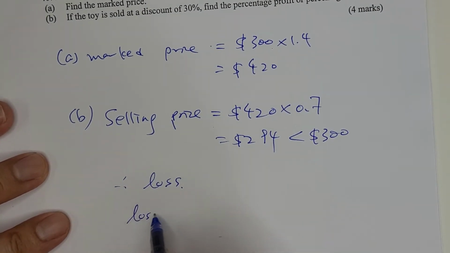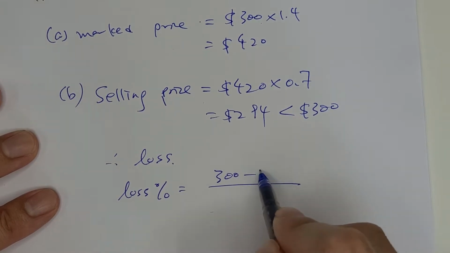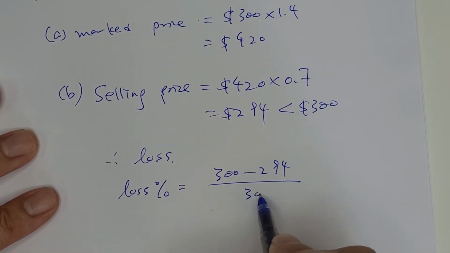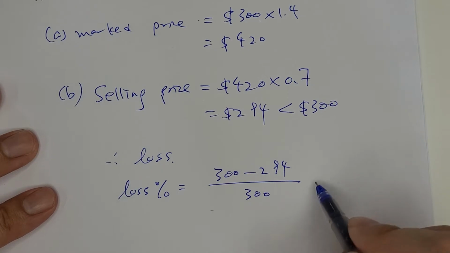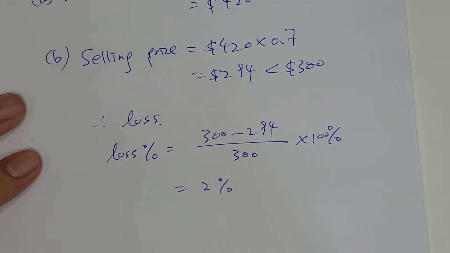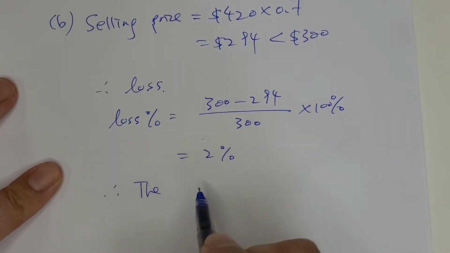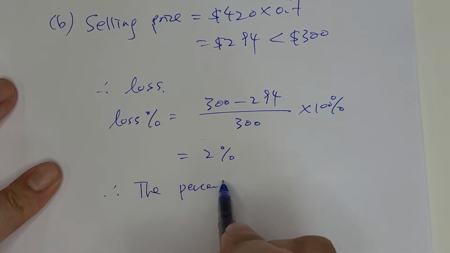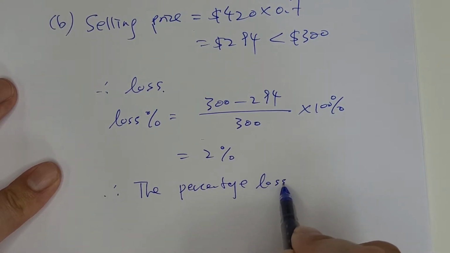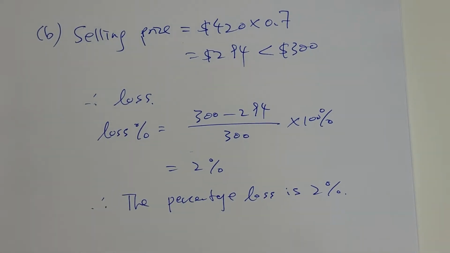And the loss percent, that would be 300 minus 294 compared with the cost. Multiply 100%, you will get 2%. Okay, so give the final statement. Therefore, the percentage loss is 2%. Okay, so that's the end of question number 6. And then go to question number 7.